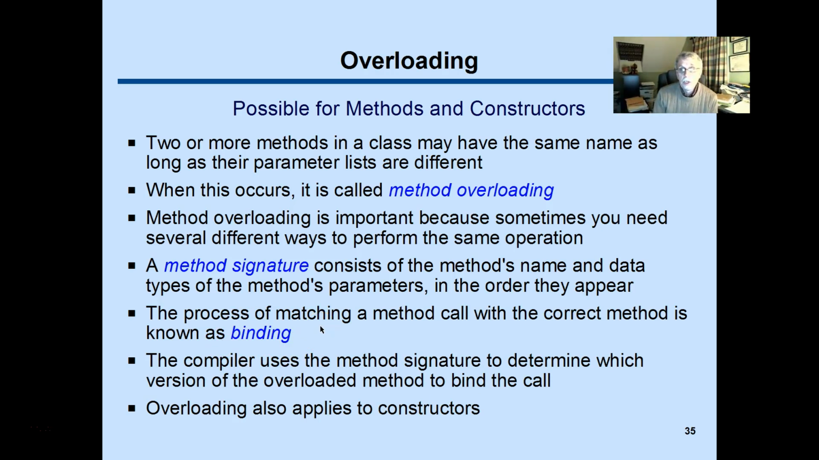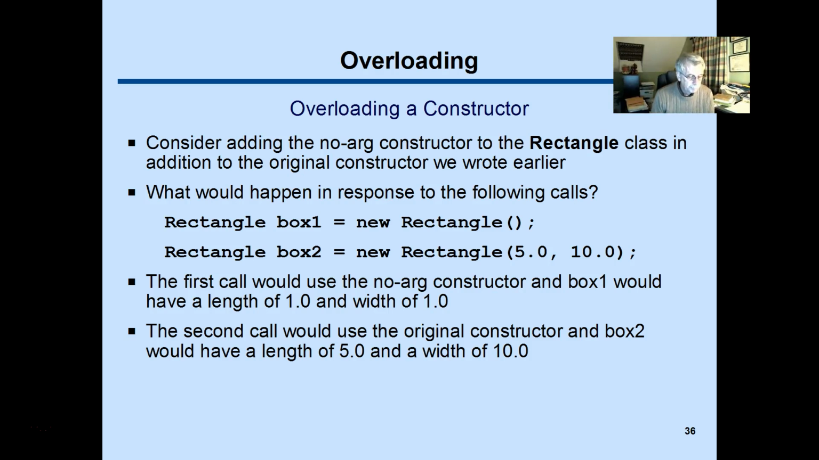So overloading applies to constructors, but later on we'll see that you can have two other methods that have the same name but different signatures. They can also be overloaded. So methods and constructors can be overloaded. So in overloading the constructor, this is what we would get. We would say rectangle with just parentheses, that's invoking the noarg version. Rectangle with 5.0 and 10.0, that's invoking the version that accepts two double arguments or two double parameters.